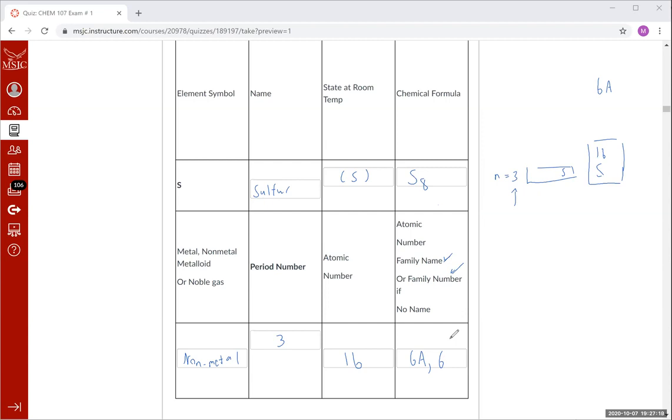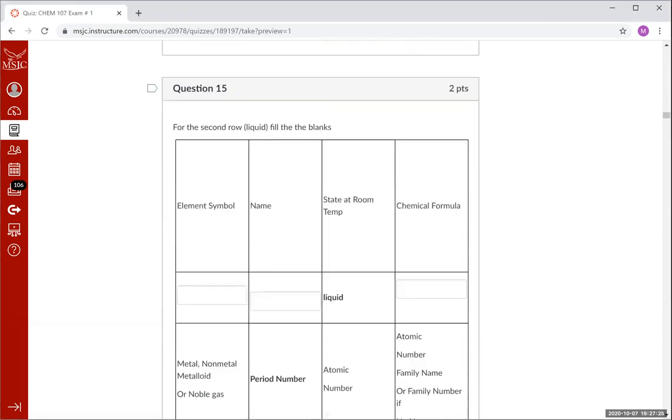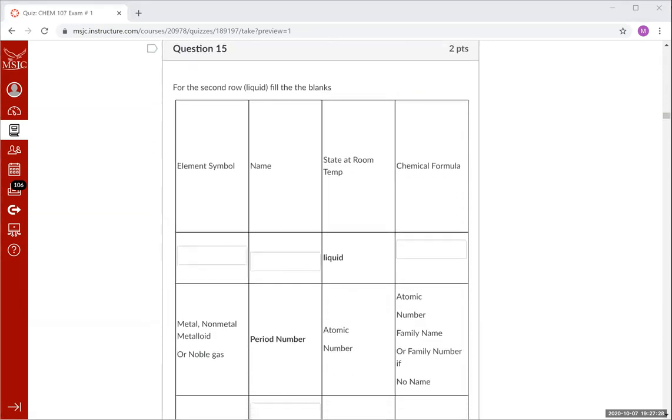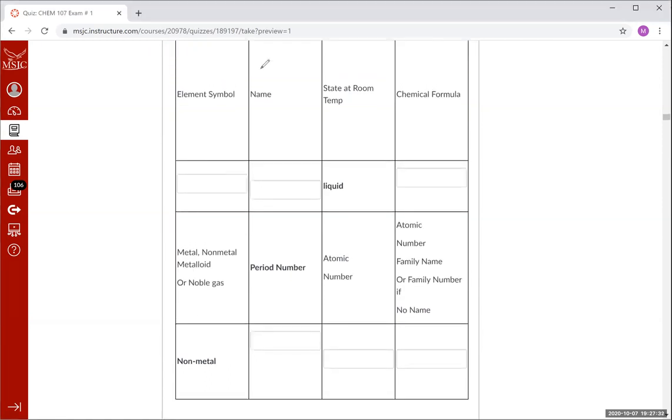Okay, so let's look at the next case. For question 15, we're asked to play a fill in the blank game. It doesn't seem like we have a lot of information, but in reality, we have all that we need. We know that it's a liquid and it's a non-metal. So what non-metal is a liquid at room temperature? Bromine, yep, exactly right. So the name would be bromine.